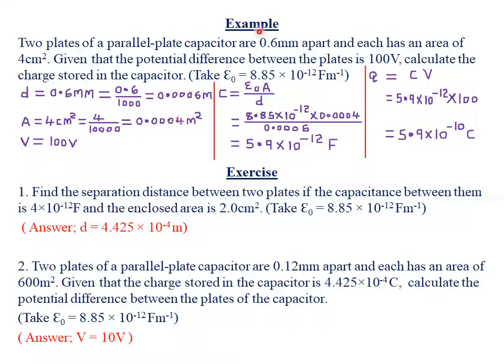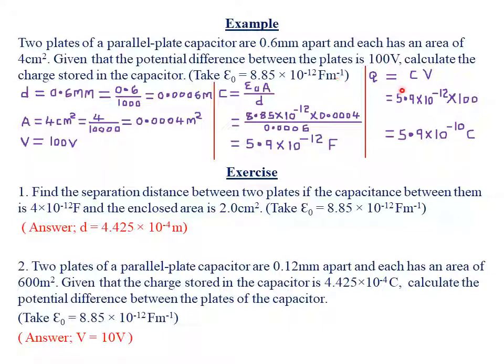Then again, we are also given that the potential difference between the plates is 100 volts. So the first thing, you just highlight the values that you have so that you see which formula can suit them. From the values that we have, remember we're also given the permittivity of free space, that is epsilon naught, which is 8.85 times 10 power negative 12 farad per meter.